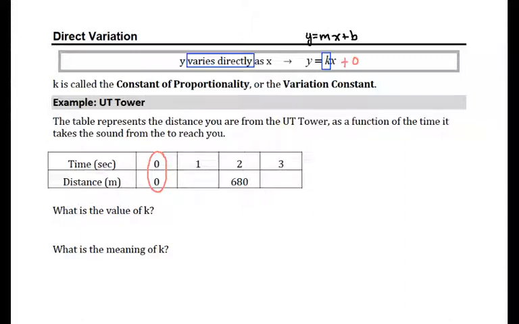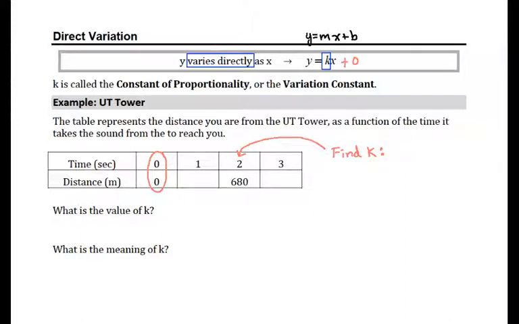We can use any point to find k, any point other than 0, 0. Even though k really is the same as the slope, we only need one point in order to find it because we already know one point based on the fact that it's direct variation. We already know the 0, 0.